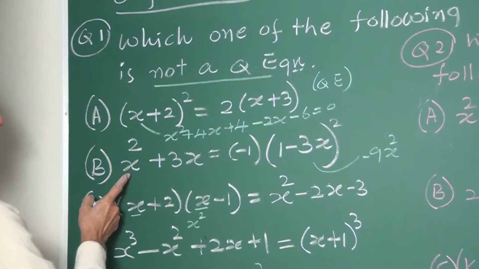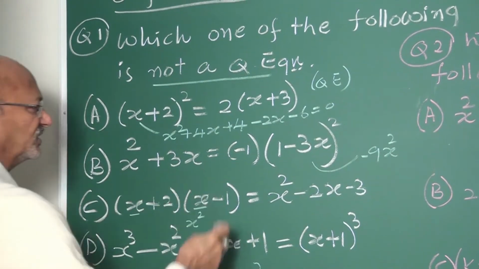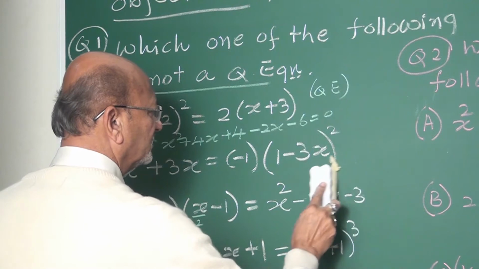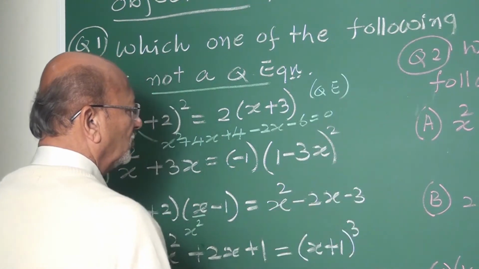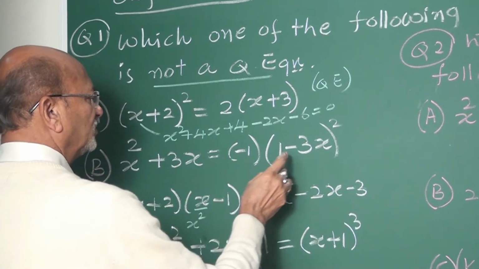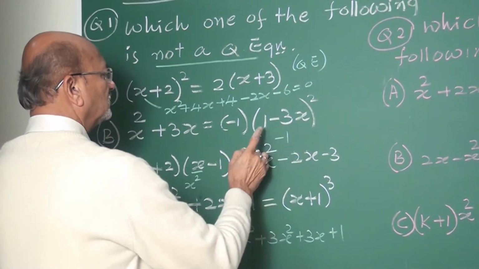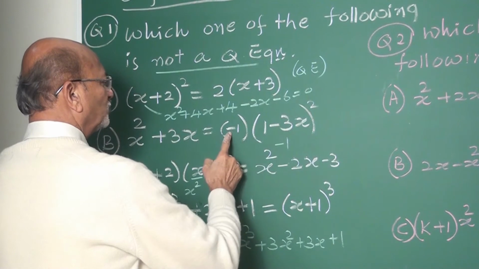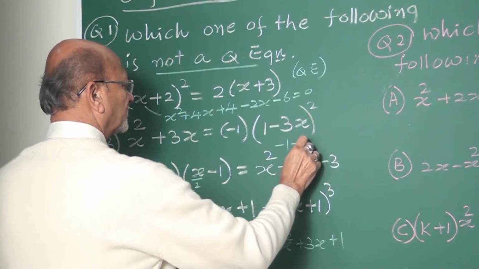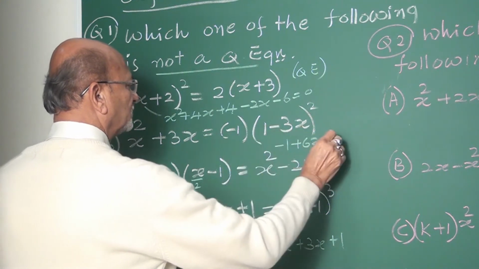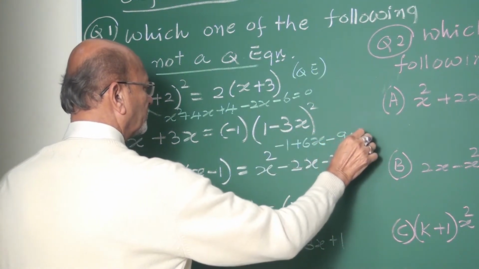Coming to the second, see. My friend, if you wanted, I will write this in detail. It is minus 1, this is minus 1. Minus 6x with minus is plus 6x. Plus 9x square with minus is minus 9x square.